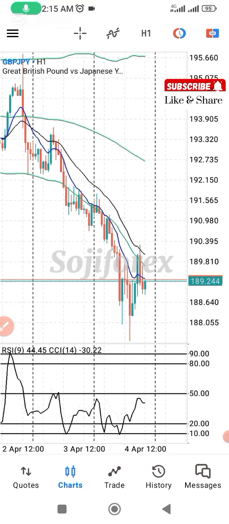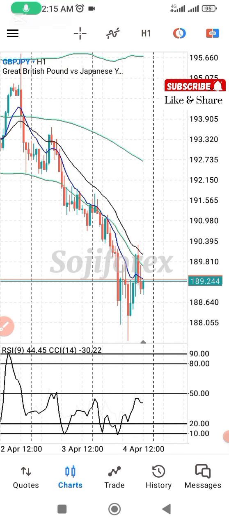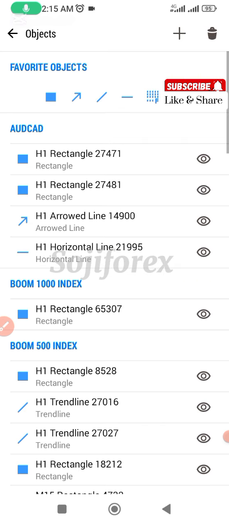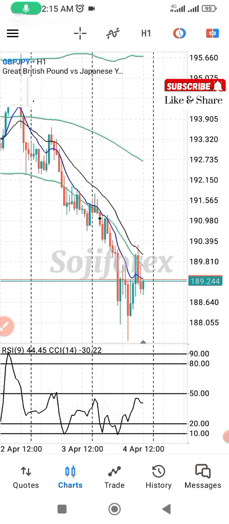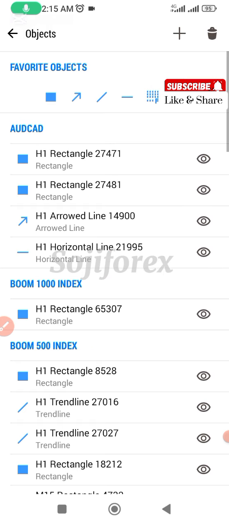Now this is GBP JPY. You can see the movement of price. Price is currently in a downtrend. So remember, in this scenario, we have a smart money cube here. This is a smart money cube, of course, and this is one of our points of interest. If you don't know what a smart money cube is, please watch our previous video.